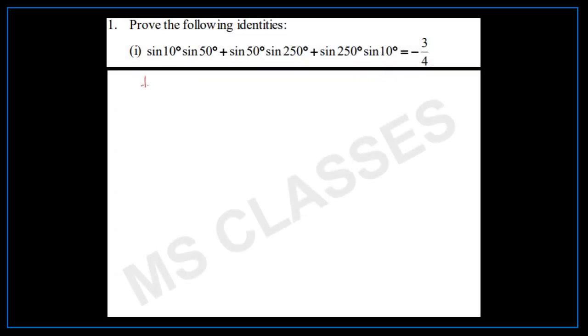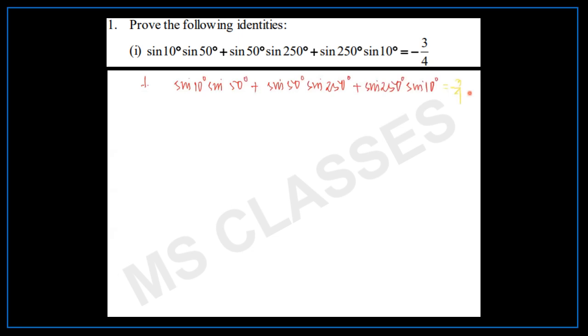Here we are going to prove sin 10 sin 50 + sin 50 sin 250 + sin 250 sin 10. These are all in degrees. And we have to show that this is equal to -3/4.